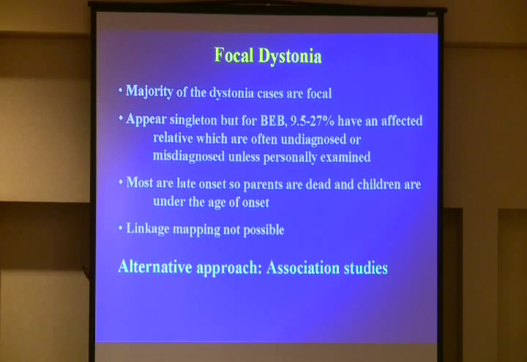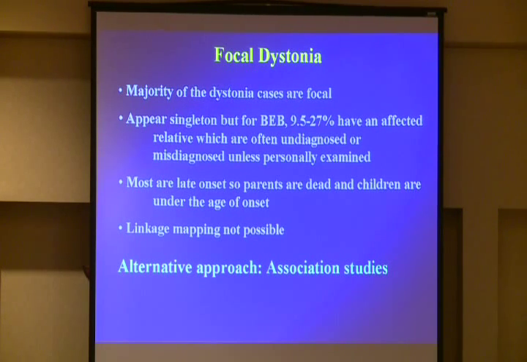The other thing that we know about focal dystonias is that they're the majority of the dystonia cases that are out there. So the vast majority of dystonia cases are focal. And they appear singleton, which means it doesn't look like people have a family history. But for blepharospasm, 10 to 27% have an affected relative. But these relatives often go undiagnosed or are misdiagnosed unless, as Dr. DeFazio told you, they're personally examined by movement disorder specialists.